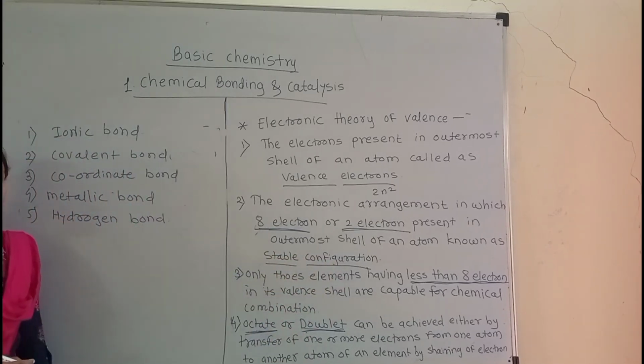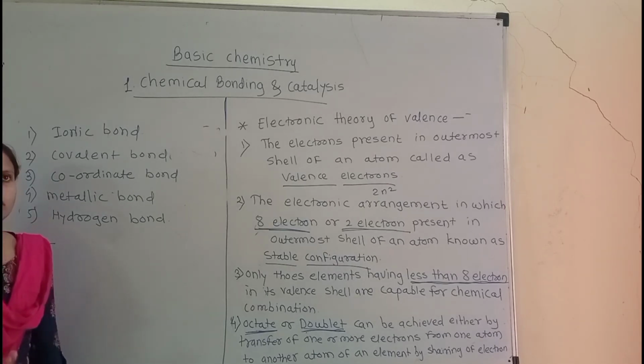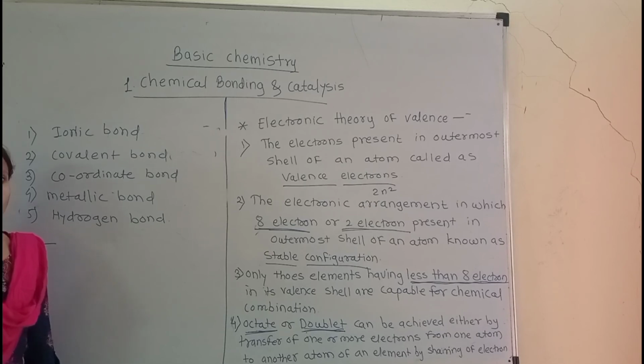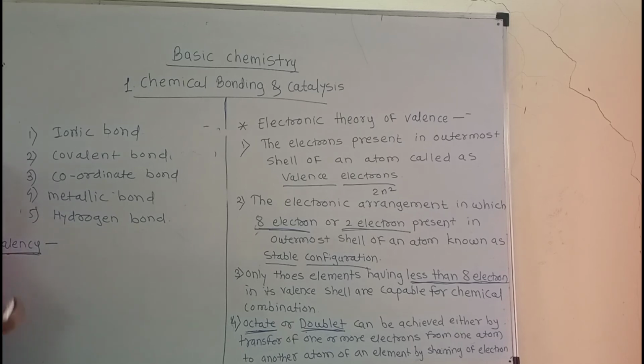Before discussing these different types of bonds, one term will be discussed, which is valency. What is meant by valency? In previous lectures we discussed what a shell is, and what is meant by valence shell and valence electrons. On that topic we now discuss valency. Valency is determined by the electrons in the outermost shell, which represents the valency of a particular atom. These valencies also have different types.